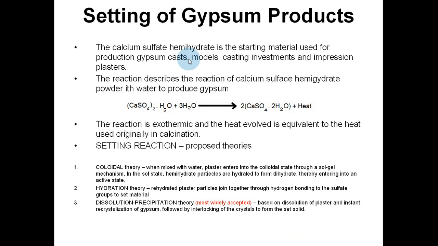The colloidal theory is when mixed with water, plaster enters into the colloidal state through a solid gel mechanism. In the sol state, hemihydrate particles are hydrated to form dihydrate, thereby entering into an active state. The hydration theory is where rehydrated plaster particles join together through hydrogen bonding to the sulfate groups to set the material. The dissolution precipitation theory, which is the most widely accepted, is based on the dissolution of plaster and instant recrystallization of gypsum, followed by interlocking of the crystals to form the set solid.